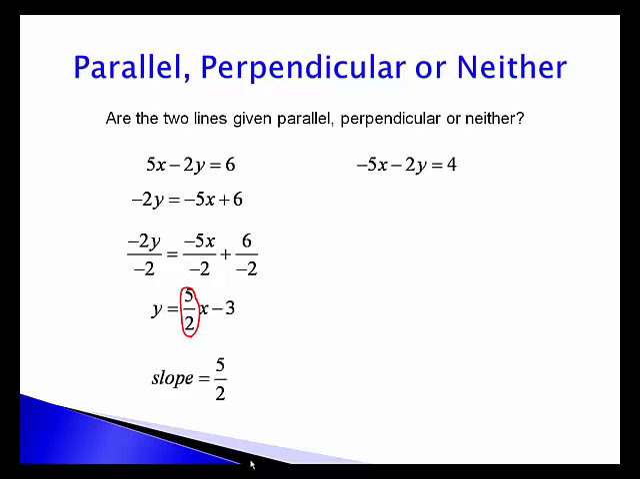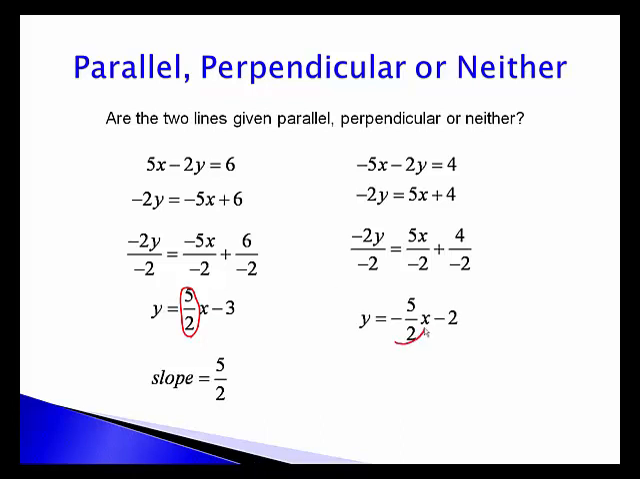Now let's look at the other one. This time we'll add 5x to both sides, we'll divide everything by negative 2, and we end up with y is equal to a negative 5/2 x minus 2. The slope this time is a negative 5/2. The question then is, are the two lines parallel, perpendicular, or neither? Well, their signs are truly opposite, but they are not reciprocals. Therefore, these two lines are neither parallel nor perpendicular.